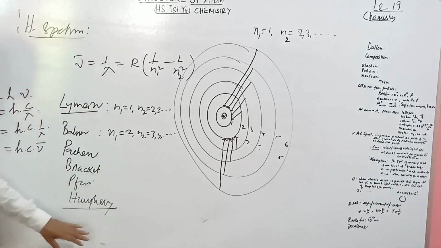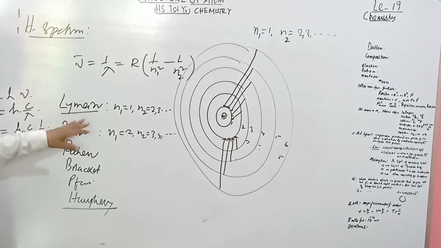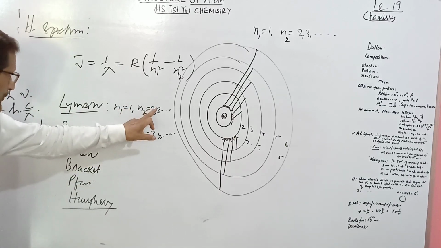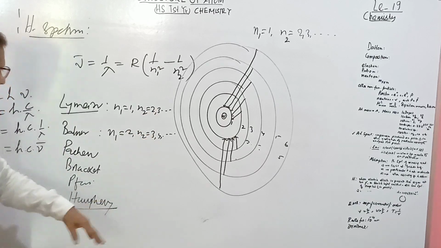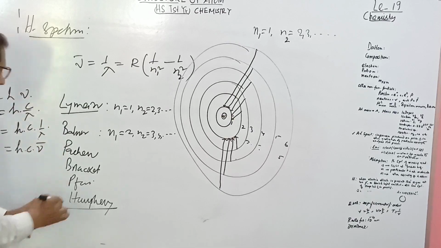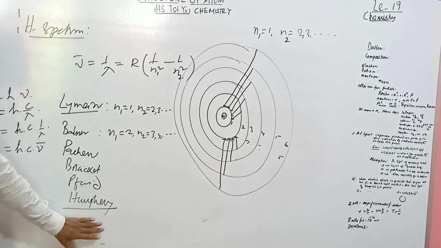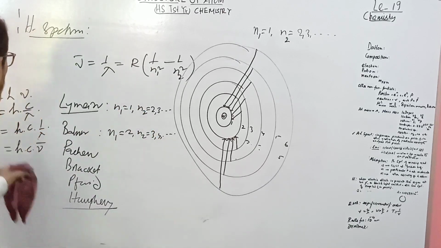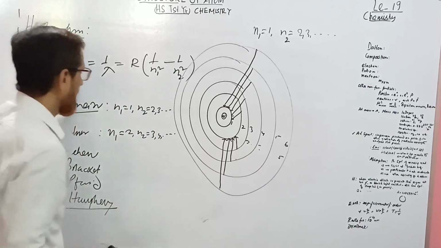Next is Humphrey. So in this way you just change n1 to 1, 2 and n2 to 2, 3, 4, and you will get the Lyman, Balmer, Paschen, Brackett, Pfund and Humphrey series. So there are some series in the spectra we come across.